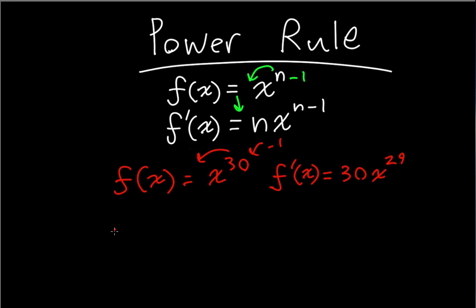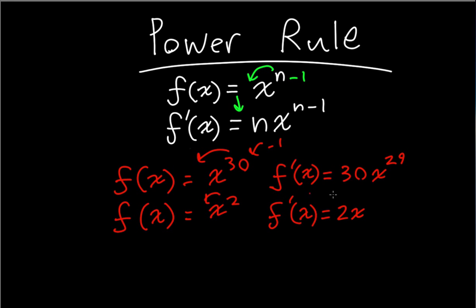What about something more familiar? What about f of x is equal to x squared? We carry the 2 down. F prime of x is equal to 2x to the 2 minus 1, right? We're taking that 1 away, which is just equal to 1. X to the first power is just x, so that's going to be equal to 2x. Just like we found before using the formula.